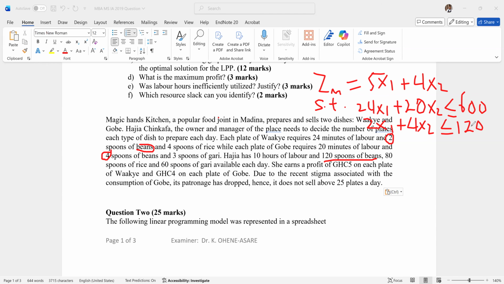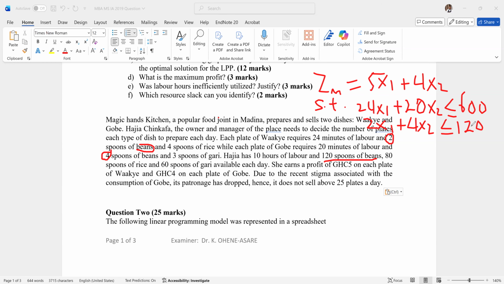So normally it's good to always go to the end first. Haja has 10 hours of labor available, 120 spoons of beans available, 80 spoons of rice available, and then 60 spoons of gari. So you know that the constraints are going to be labor hours, beans, rice, and then gari. That's the first knowledge you have.